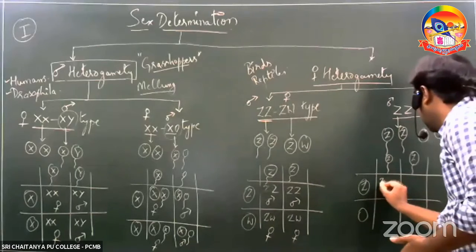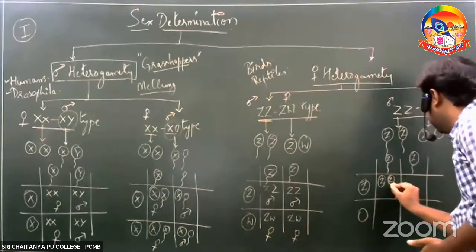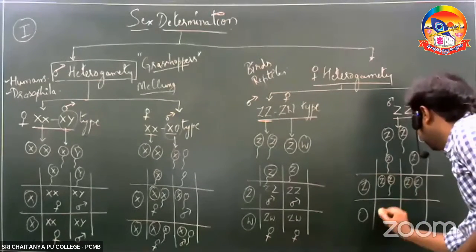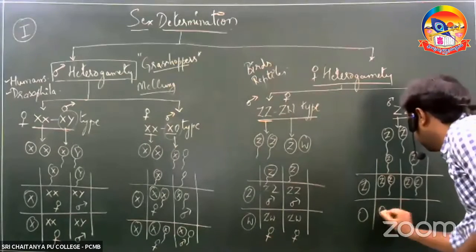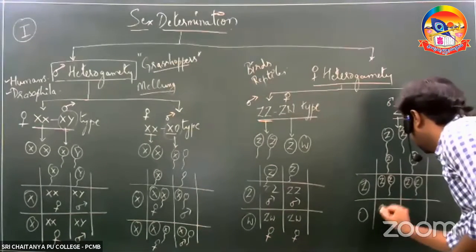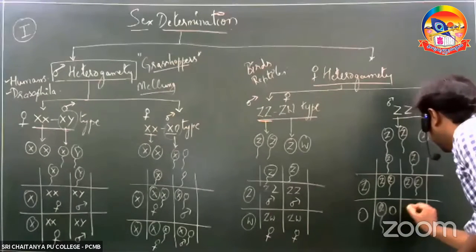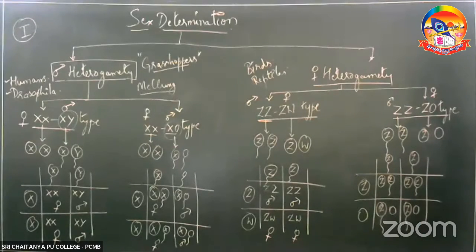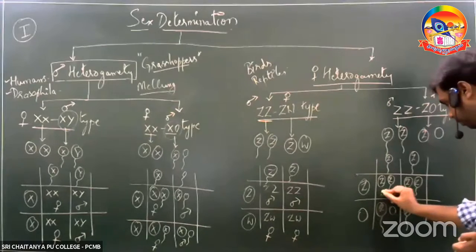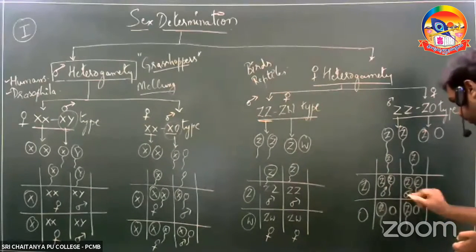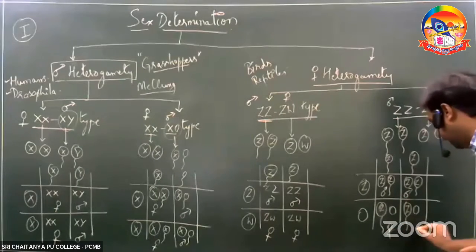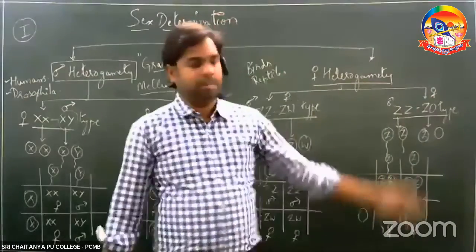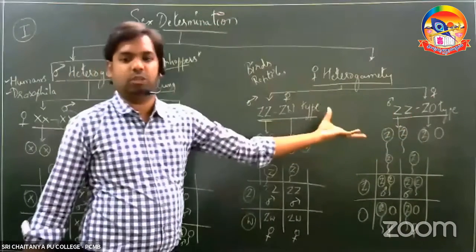So when we make the cross, this would be ZZ, this also would be ZZ, and this would be Z0, and this also would be Z0. Talking about the sex of the individuals here, ZZ would be a male, ZZ again male, Z0 would be female, and this also Z0, so a female again. So again, in this condition, it is the females who are responsible for determining the sex of the individual.